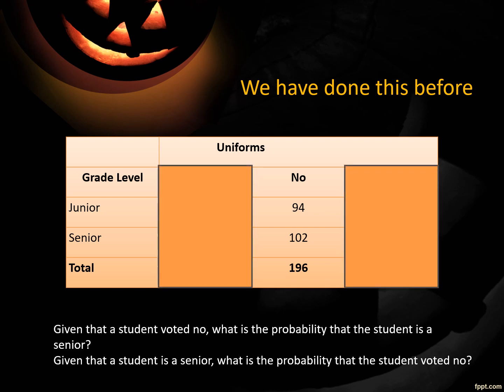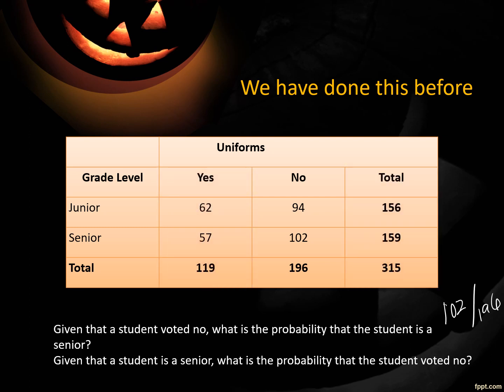Thinking about that, given that a student voted no, I am eliminating everything but the no's now. So I'm going to look at senior and no, that 102 number, and then divide it by the total no's, 196. So given that a student voted no, the probability that a student is a senior would be 102 over 196.